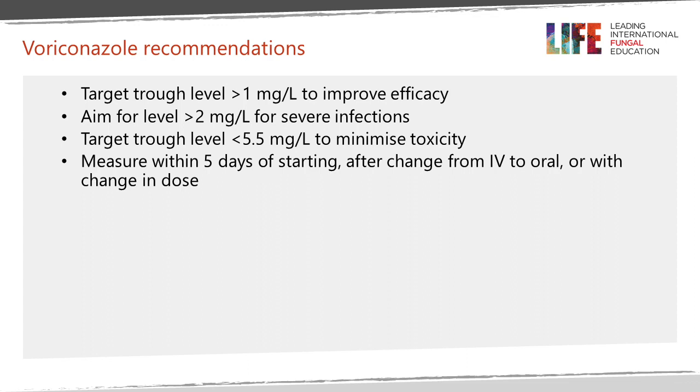So in summary, for voriconazole you need to measure a trough level and you aim for a level higher than 1 to maximize efficacy. And if you're treating a severe infection like brain aspergillosis, for example, it would be reasonable to aim for even higher levels, higher than 2. And to minimize toxicity, it would be best to try to keep the levels below 5.5.